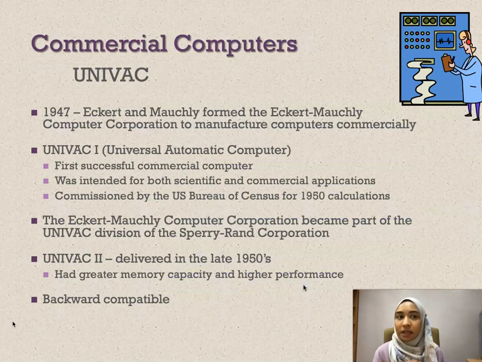Okay, so after ENIAC, after EDVAC, and after the IAS computer structure, we have the commercial computers ready for the masses. So UNIVAC 1, which is the Universal Automatic Computer, which means that you did not have to manually program the computer. It was the first successful commercial computer. It was intended for both scientific and also commercial applications. It was commissioned by the US Bureau of Census for 1950 calculations.